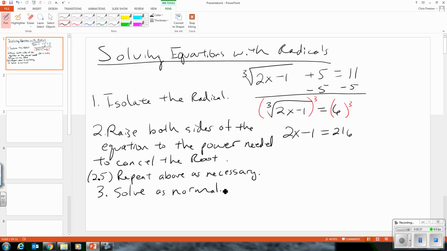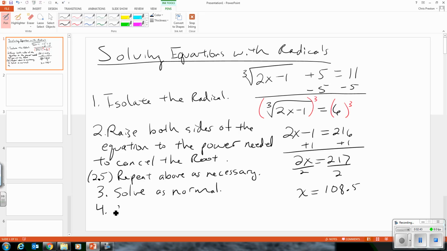Okay. So I'm going to solve this equation. So add 1, so 2x equals 217, divided by 2, x equals 108.5, right? Sounds like a radio station or something.